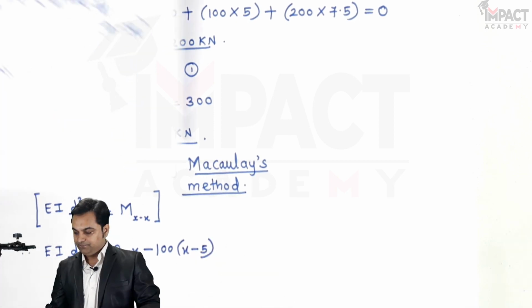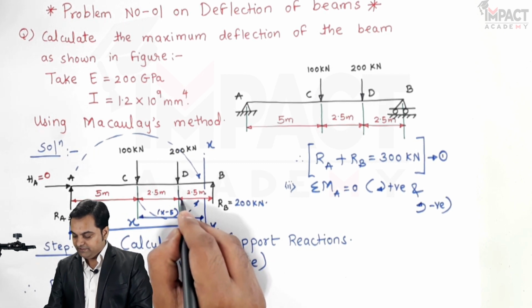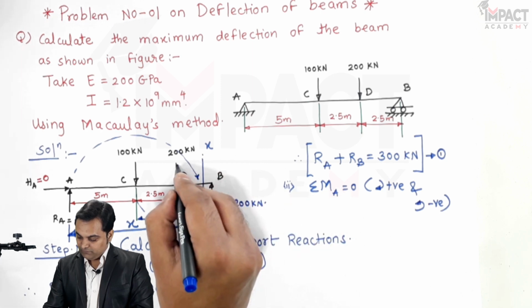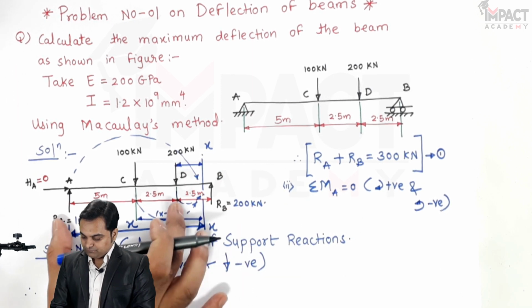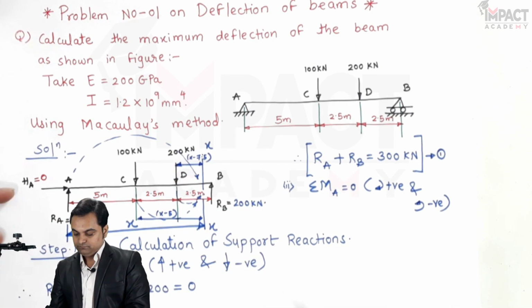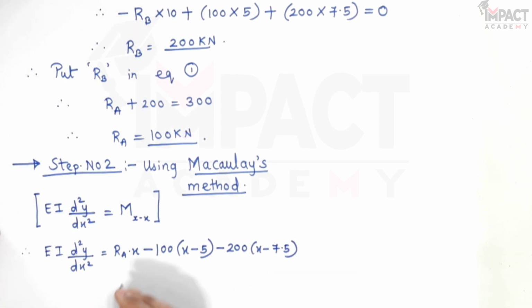Then similarly, for the 200 kilonewton force, this would also be acting in anticlockwise direction, negative, and the distance between section XX and this force is X minus 7.5. Then here I'll put the value of RA.